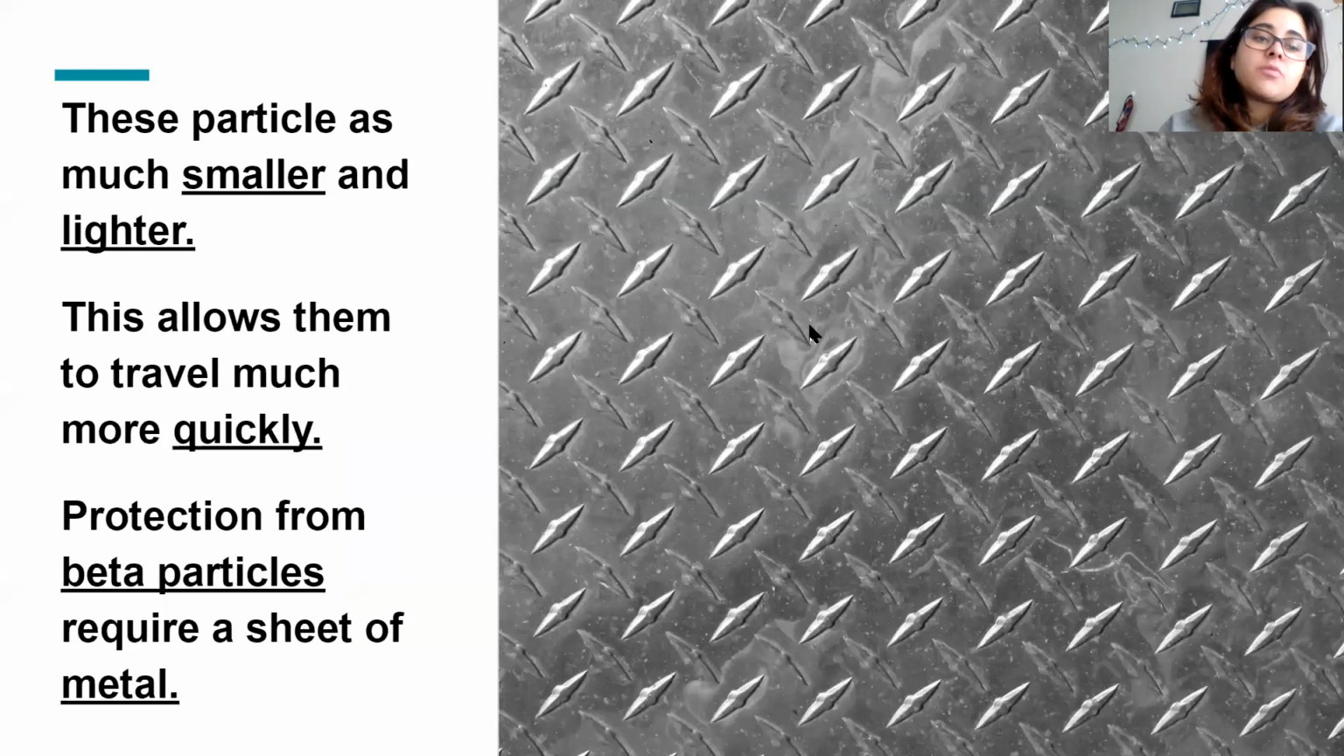These particles are much smaller, much lighter. It allows them to travel much more quickly, and protection from beta particles requires a sheet of metal. So if there are beta particles being emitted from something, that's where you might find, like if you get an X-ray.